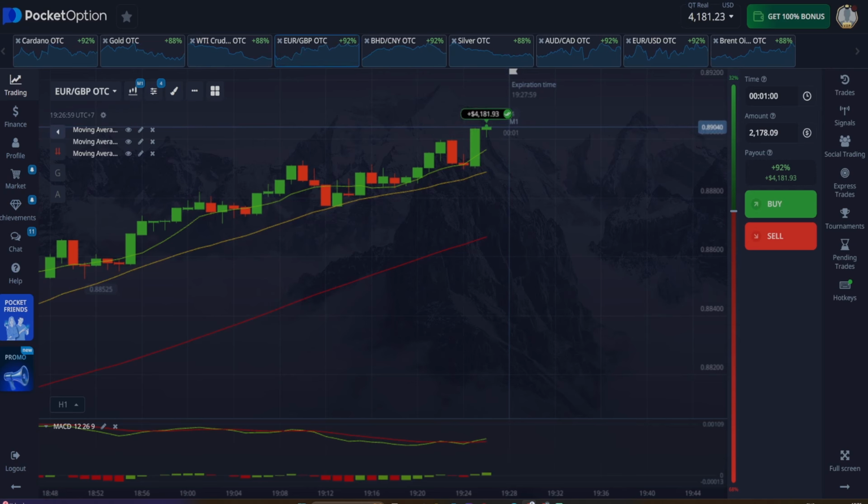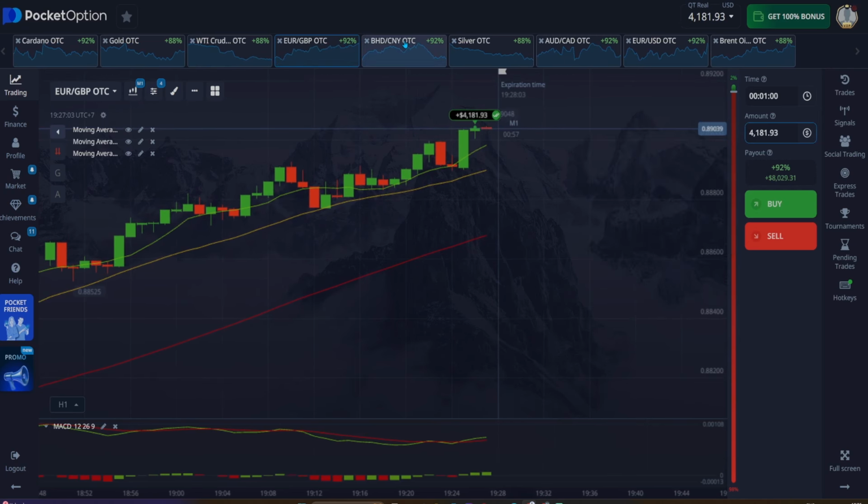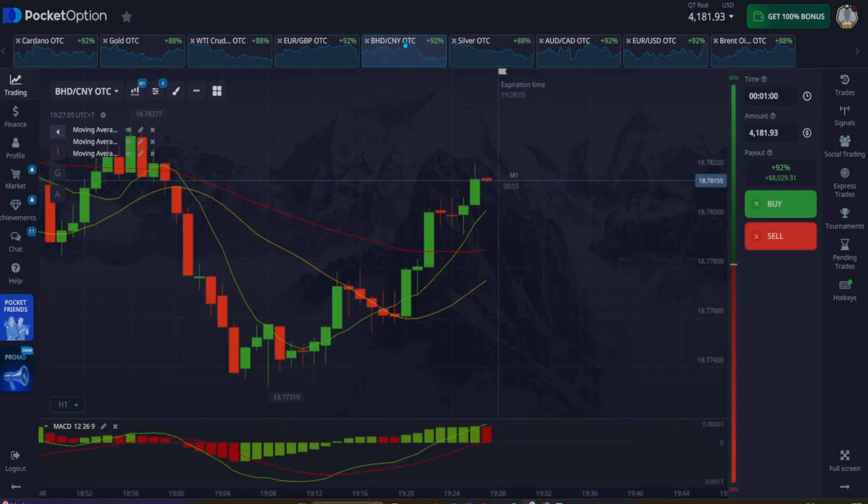Yes, exactly as expected, the price pushed upward and profit. Now we can open the market again and look for the next opportunity.